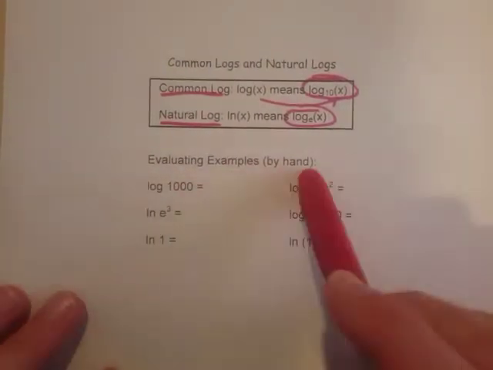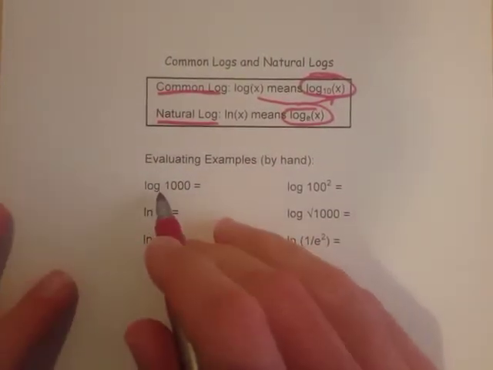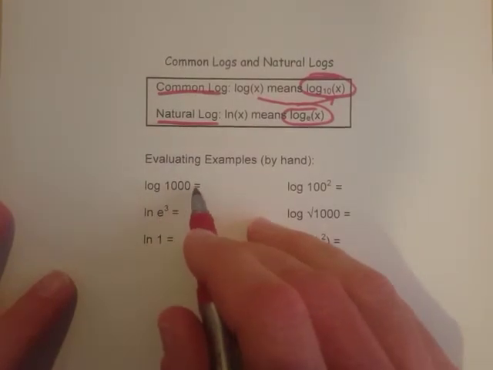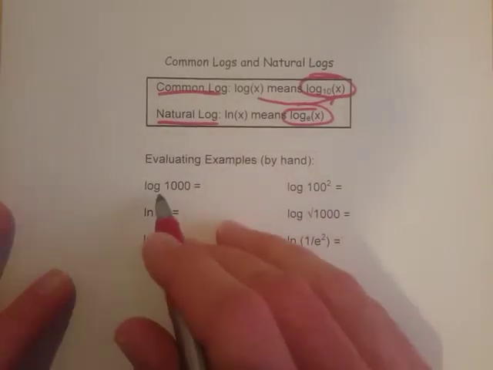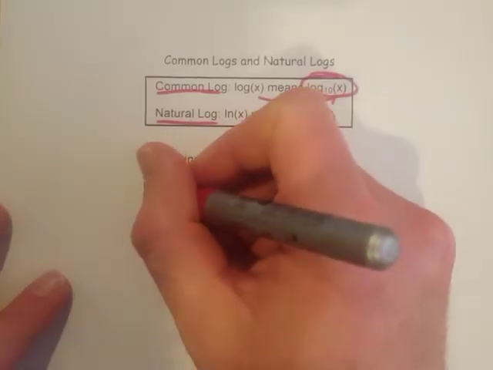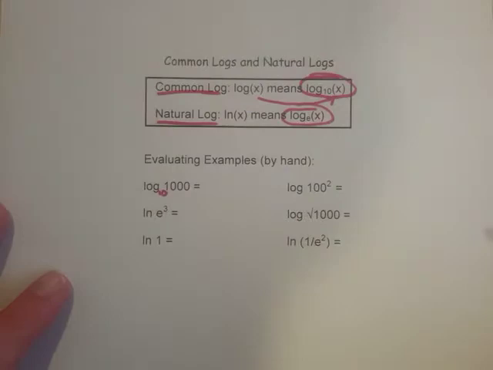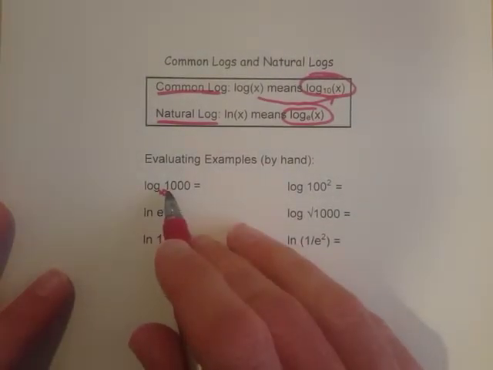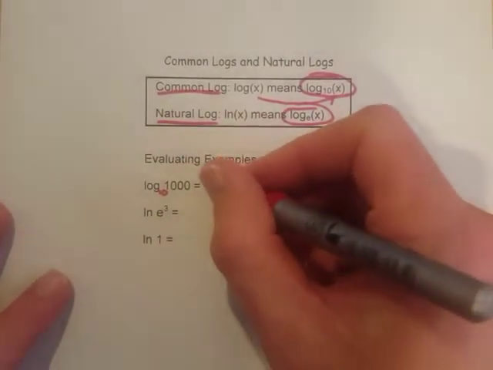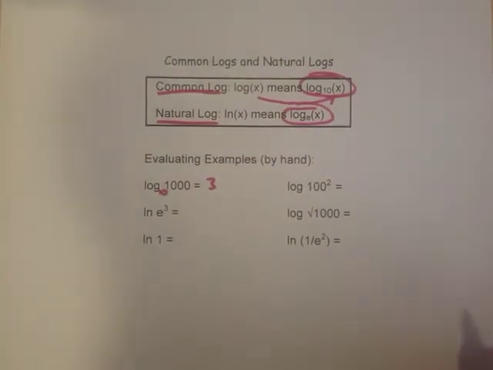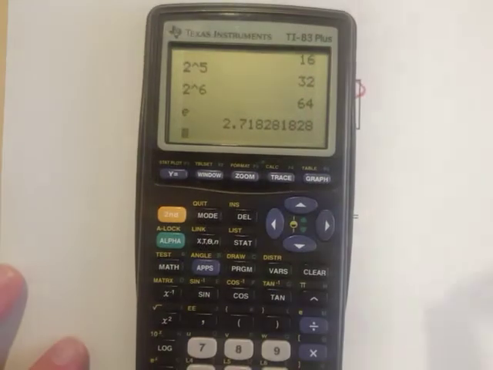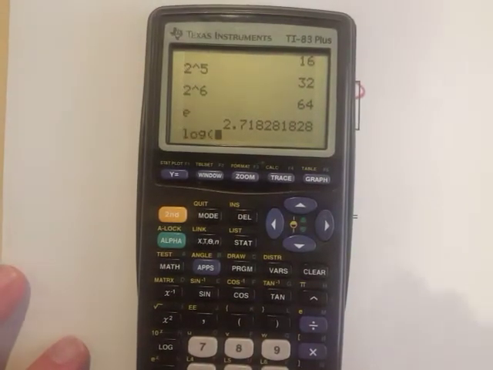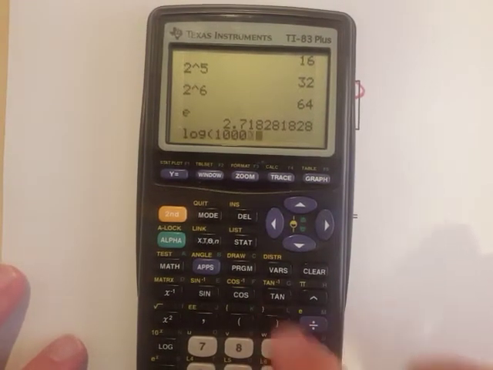But as far as evaluating by hand, we're going to take now and look at log of 1,000. You can do it on your calculator if you want, but remember that log of 1,000 really means log base 10. So what exponent do you put on 10 to get 1,000? That's going to be 3. You can go ahead and try it on your calculator just to check these and see if you're doing them right. We could just punch in log of 1,000, and you should see the same thing. It's equal to 3, so that's good to know.